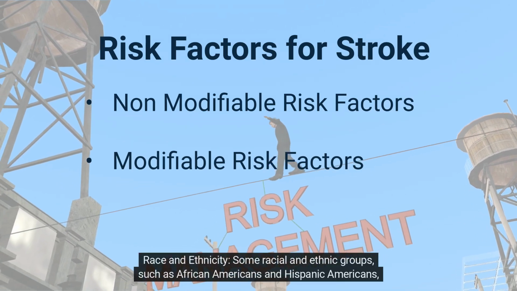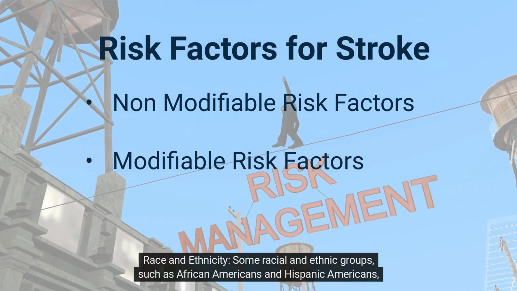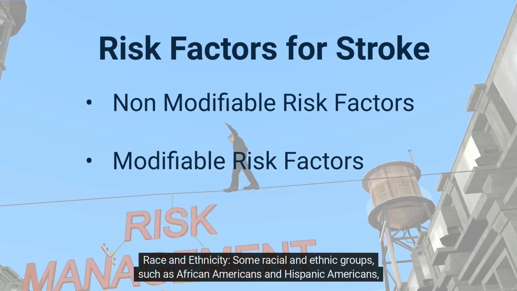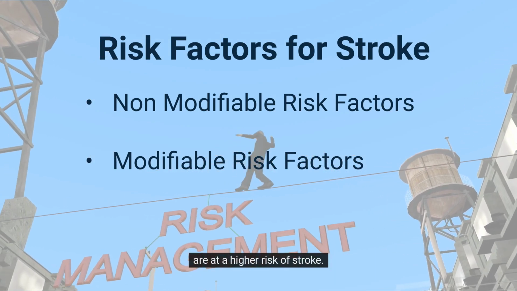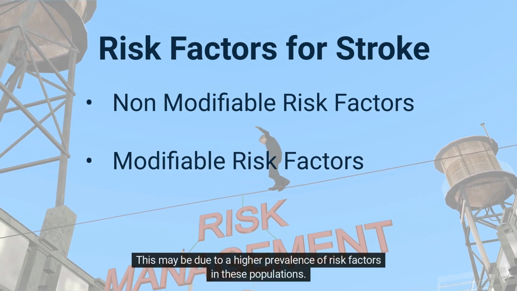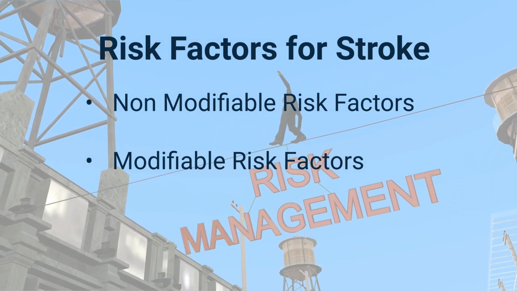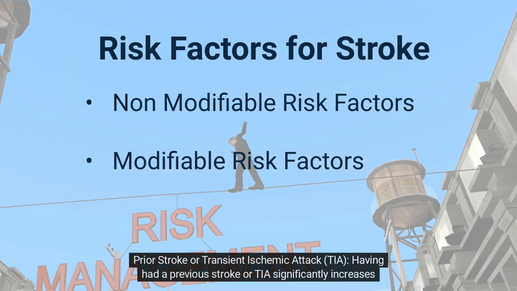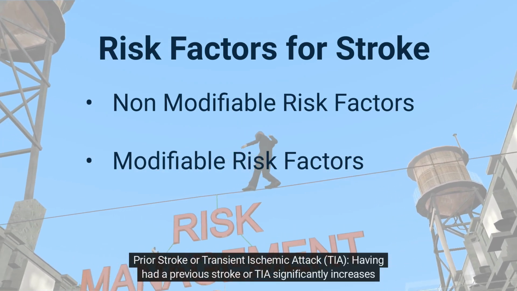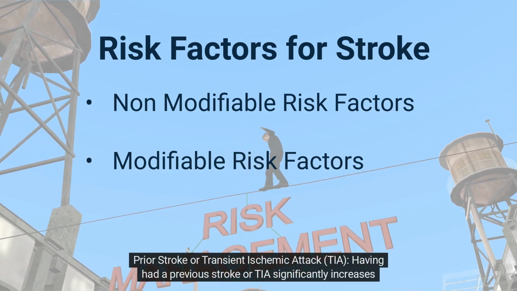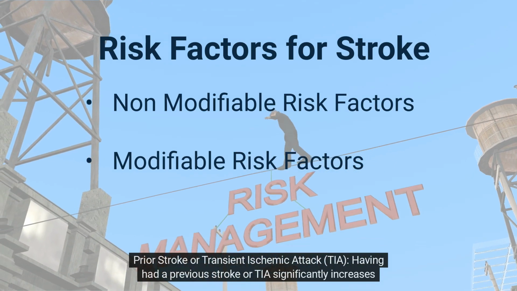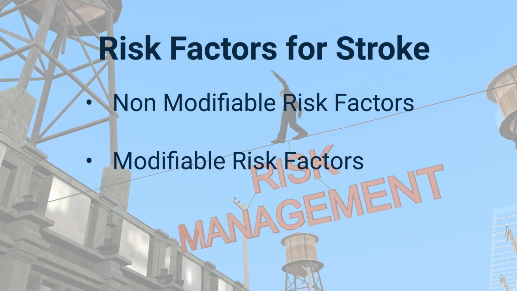Race and ethnicity. Some racial and ethnic groups, such as African Americans and Hispanic Americans, are at a higher risk of stroke. This may be due to a higher prevalence of risk factors in these populations. Prior stroke or transient ischemic attack, TIA. Having had a previous stroke or TIA significantly increases the risk of having another stroke.